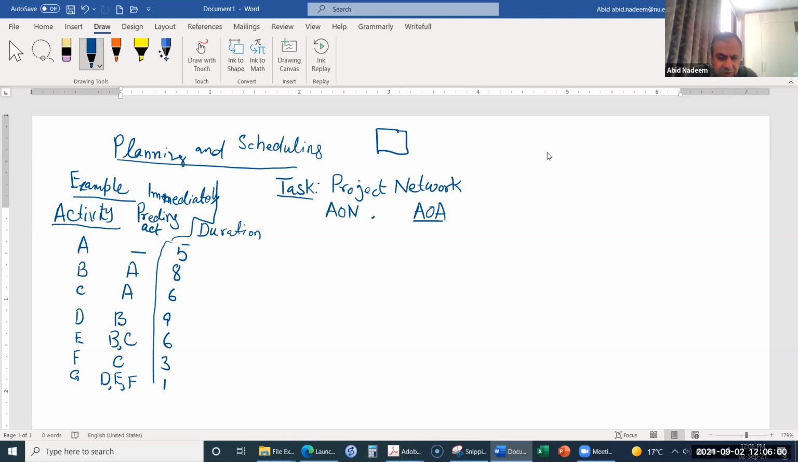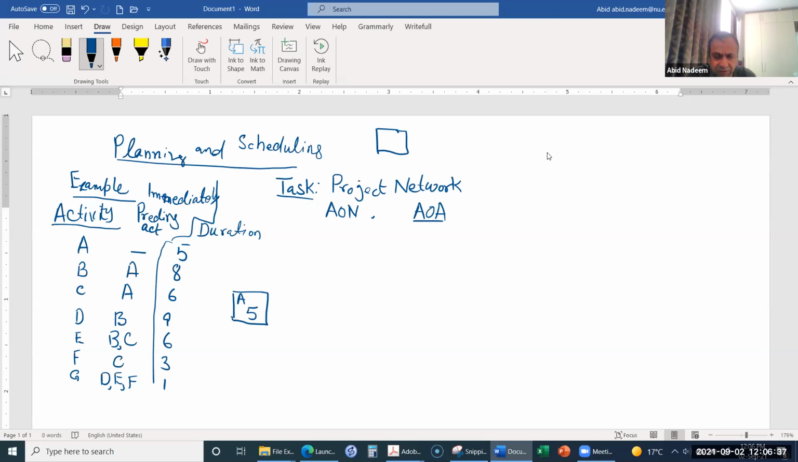So I will start from activity A, which I will represent by this square. I will put A over here, and then its duration, 5, here. For this A, I know that there is no immediately preceding activity, so this is the starting activity of the project. If for any activity there is no immediately preceding activity, that is the starting activity of the project.